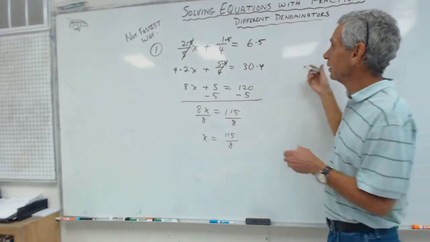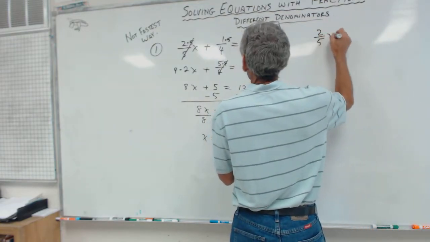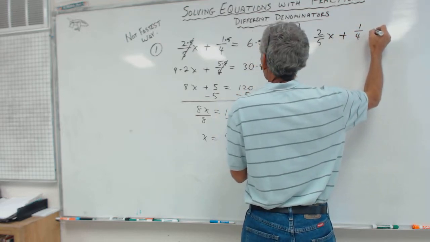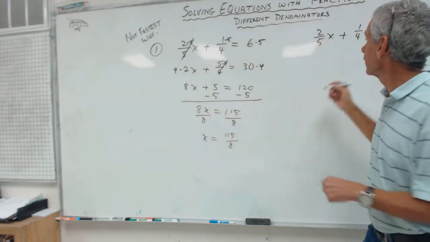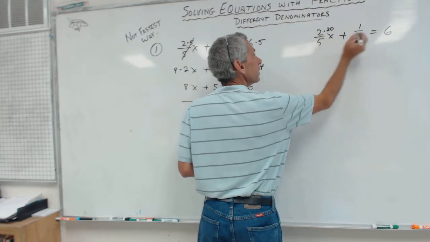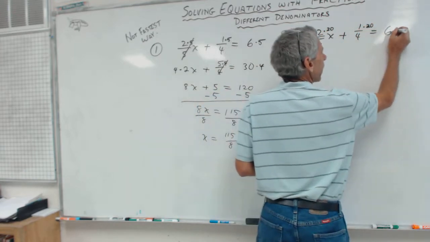All right, let's do it again. We've got 2/5 x plus 1/4 equals 6, right? Okay, let's multiply it times 20. So I'm going to put times 20, times 20, times 20.